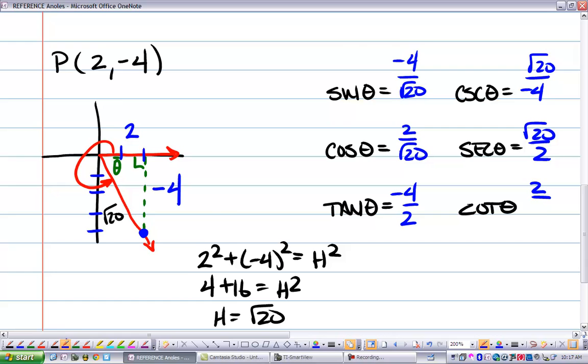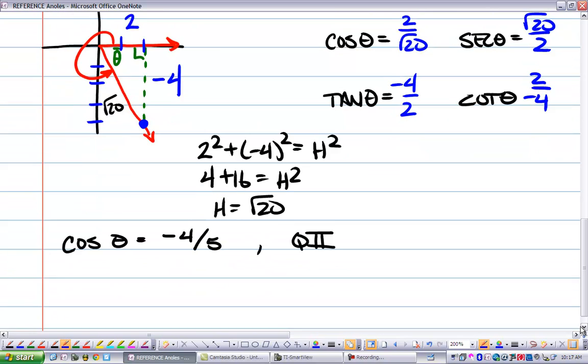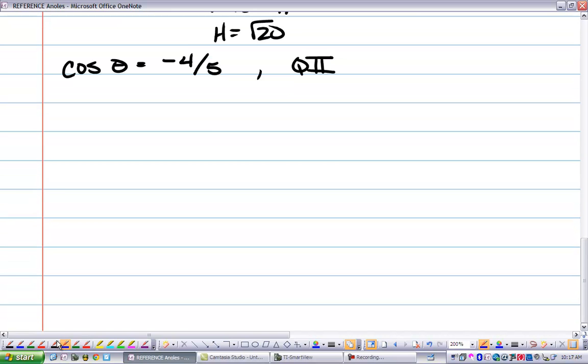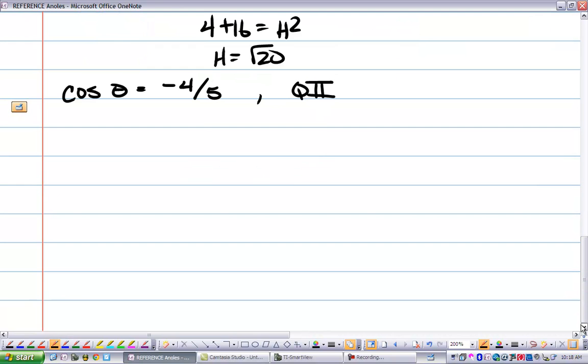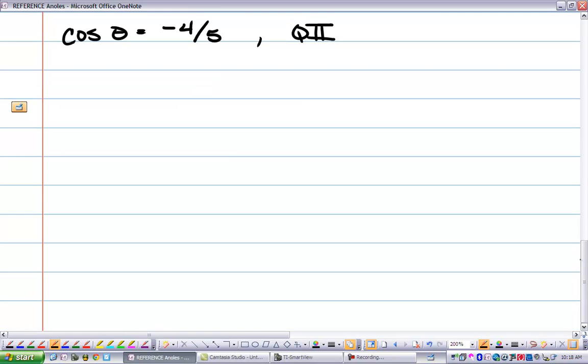Alright, now for the last example, it's very similar, but it's just set up differently. Okay? In this example, as soon as I can get it to show up here, let's see here. There it goes. Alright, in this example, I tell you that cosine theta is -4/5, and the angle terminates in quadrant 2. Alright, so this is given to you here.